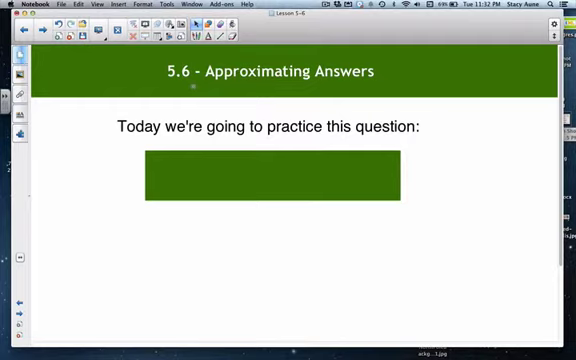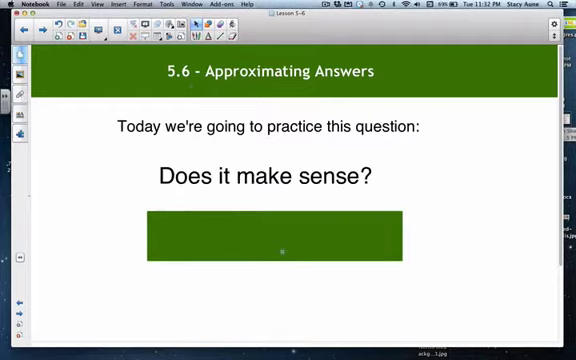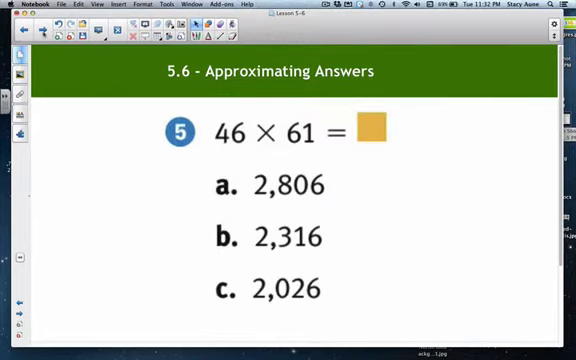So the question that we're going to answer with every problem that we get today is this one. Does it make sense? That's really what we're doing. Let's start out with an example. All right, 46 times 61. We have not learned the algorithm to multiply two two-digit numbers together, but we have learned the distributive property. But today I'm going to ask you something a little bit different. I want you to approximate your answer. So we're going to first approximate the product, okay?